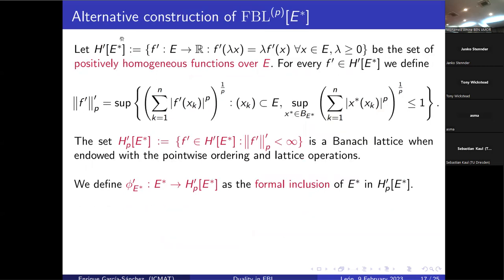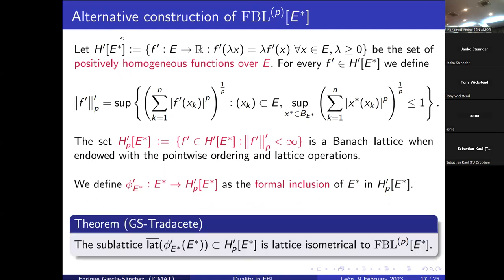And we define a space, which is defined exactly in the same way, but with functions defined over E instead of E double star. We can define another isometry, which is just the formal inclusion from E star into H_p prime. It is the formal inclusion because every element of E star is a positively homogeneous function over E. And it turns out that the closed sublattice generated by the image of this operator is lattice isometric to the free p-convex Banach lattice over E star.